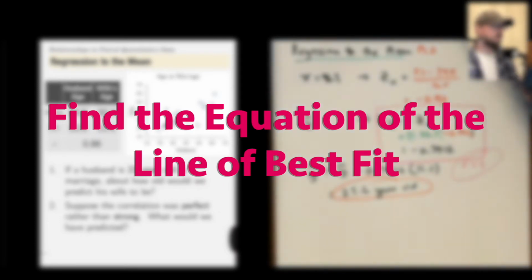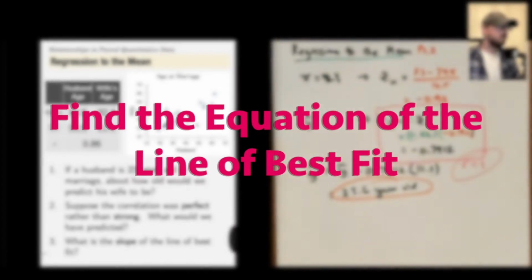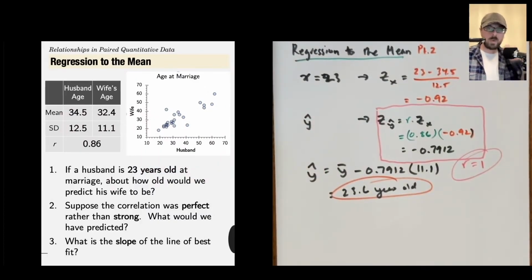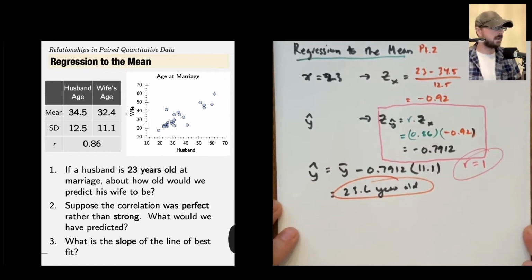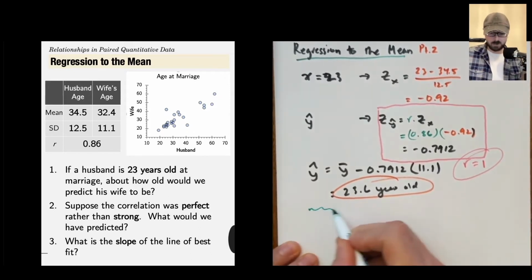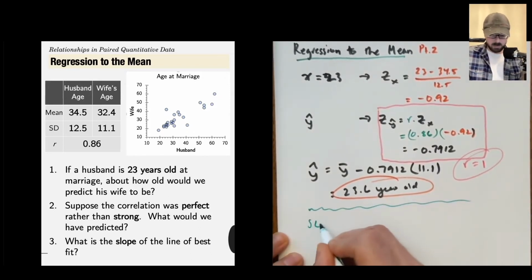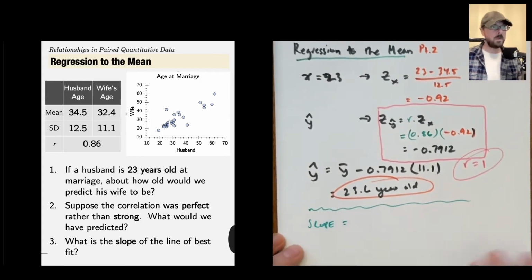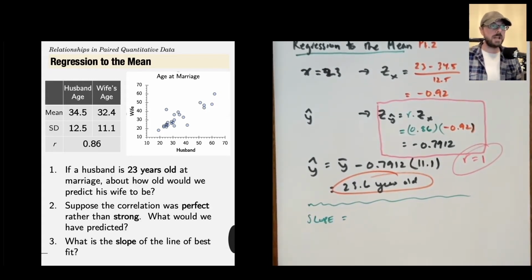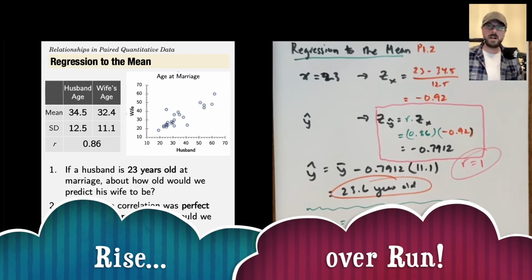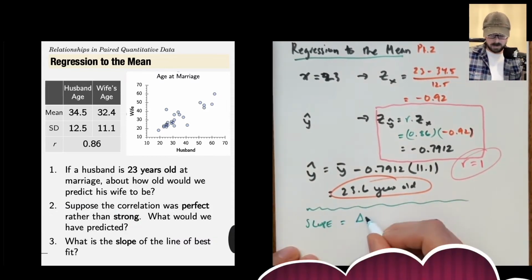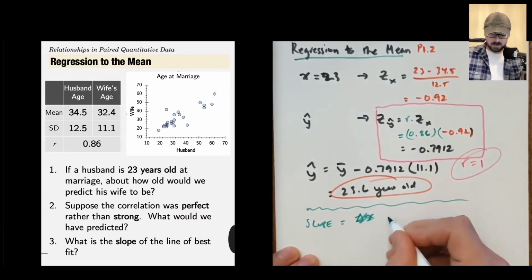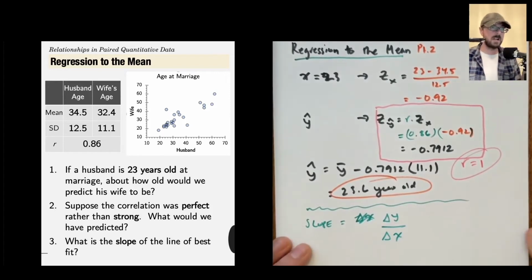So let's think about this. What would be the slope of the line of best fit? Well, we actually have enough to figure it out. Because let's just think about what slope means. Back in Algebra 1, we talked about the slope. The slope of a line is simply a ratio of how much the y variable is changing for every increase in x. So the slope is the change in your y variable divided by the change in your x variable.